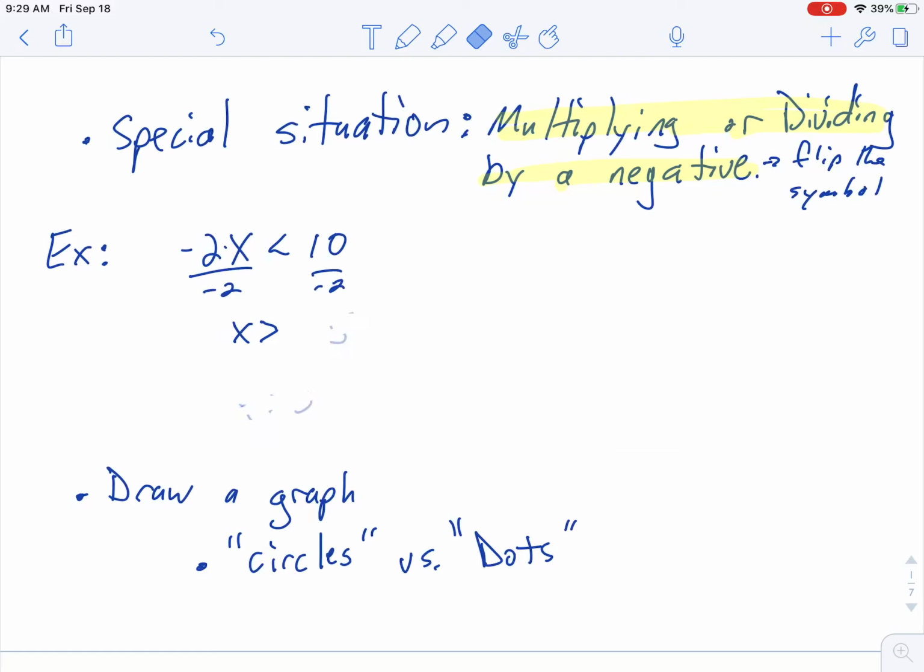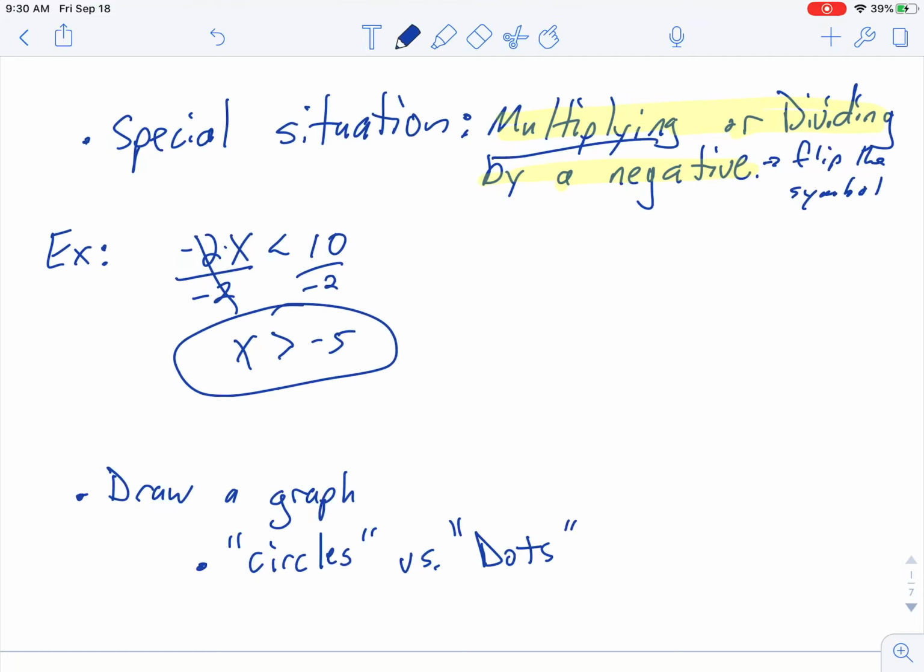So let me start over. Let me make this totally clear. I do a lot of writing and erasing and explaining and stuff. So here's the rule. If you look at an inequality that you need to solve, and one of your steps happens to be dividing by a negative number or even multiplying by a negative number, if that ever happens, you must switch the symbol around to get the final right answer.